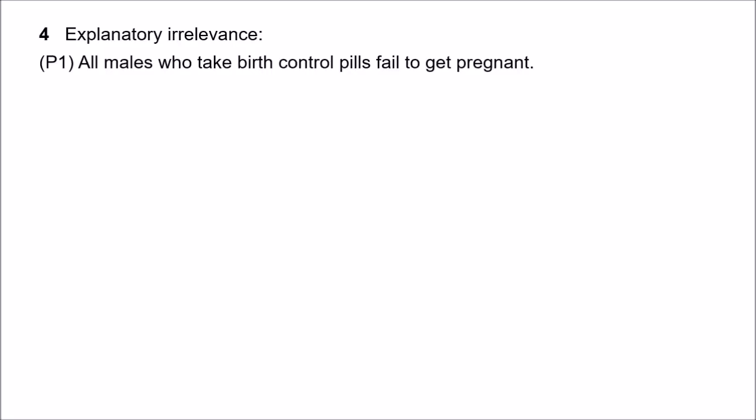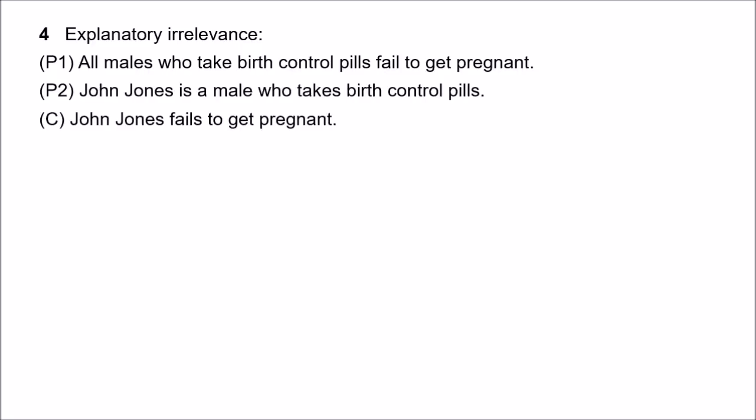Wesley Salmon has this nice example. Premise 1, all males who take birth control pills fail to get pregnant. John Jones is a male who takes birth control pills. John Jones fails to get pregnant. The deductive-nomological model would count this as a perfectly good explanation of the fact that John Jones fails to get pregnant. Now the trouble is this seems to attribute Jones's failing to get pregnant to his taking birth control pills, which is obviously irrelevant.